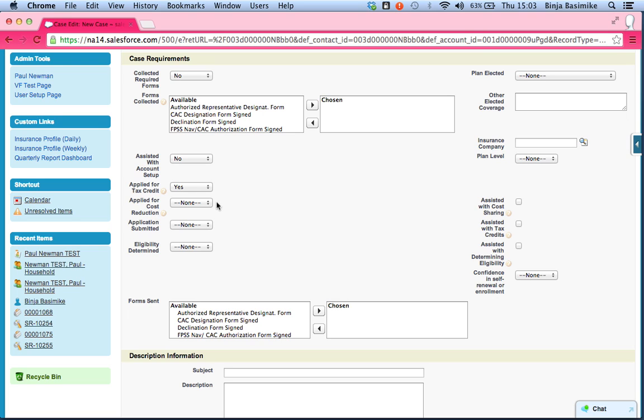I'll do the same thing for the second one. Applied for cost reduction. Did Paul Newman apply for cost reduction? Yes. On this section, we ask ourselves, did we assist Paul Newman with this application for cost reduction? Yes.